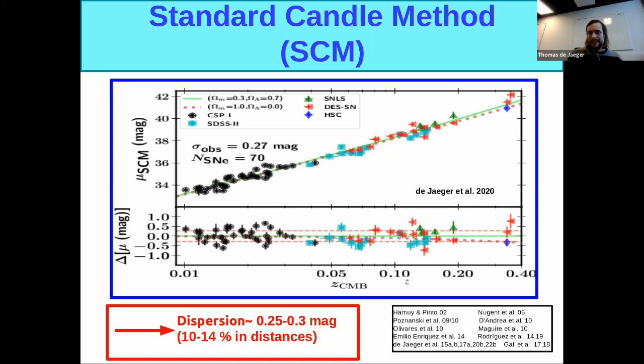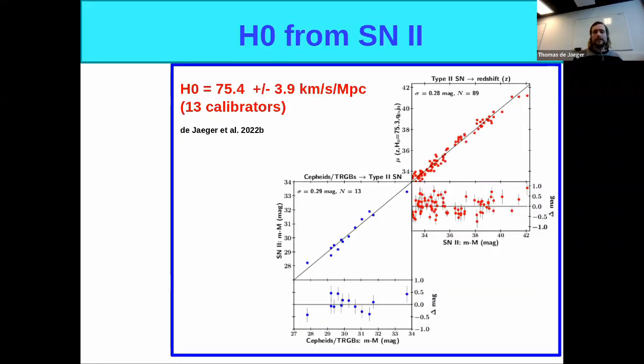So this is nice. You can build a nice sample. So this is what we have done. And so then we have the two last rungs of the distance ladder. So we have Cepheids and TRGBs to calibrate type 2s, and then we have the type 2s in the Hubble flow.